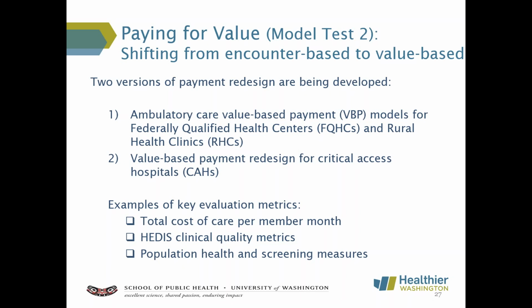Now, on the inpatient and hospital side, because hospitals participate in both ambulatory swing bed services as well as inpatient services, value-based payment is redesigned for critical access hospitals. I'm giving here some examples of key evaluation metrics that we'll be looking at. One is the total cost of care per member month. Another is the Healthcare Effectiveness Data and Information Set clinical quality metrics, or HEDIS, with which I'm sure many of you are familiar. The third and final is population health and screening measures. We want to look at the effects of this kind of payment redesign for both the ambulatory and the inpatient side on these kinds of evaluation metrics.